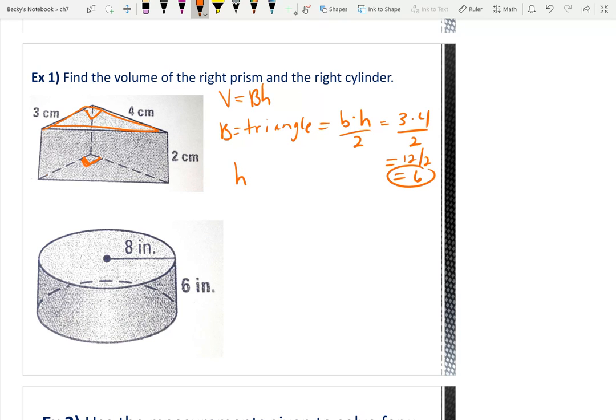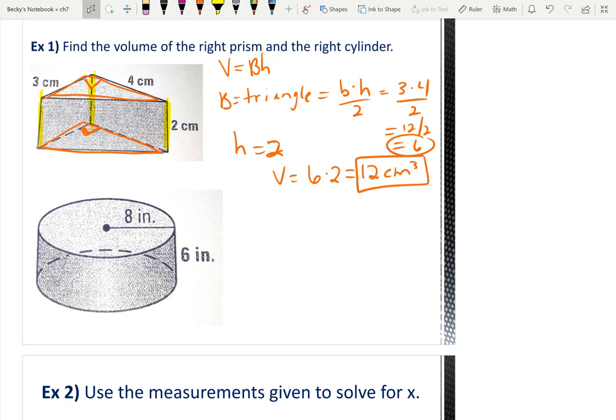And my height, how far apart are those two triangles? Well, that would be this number that is in yellow. So my height is 2. That's a weird 2. Okay, so my volume is 6 times 2, which is 12 centimeters cubed.